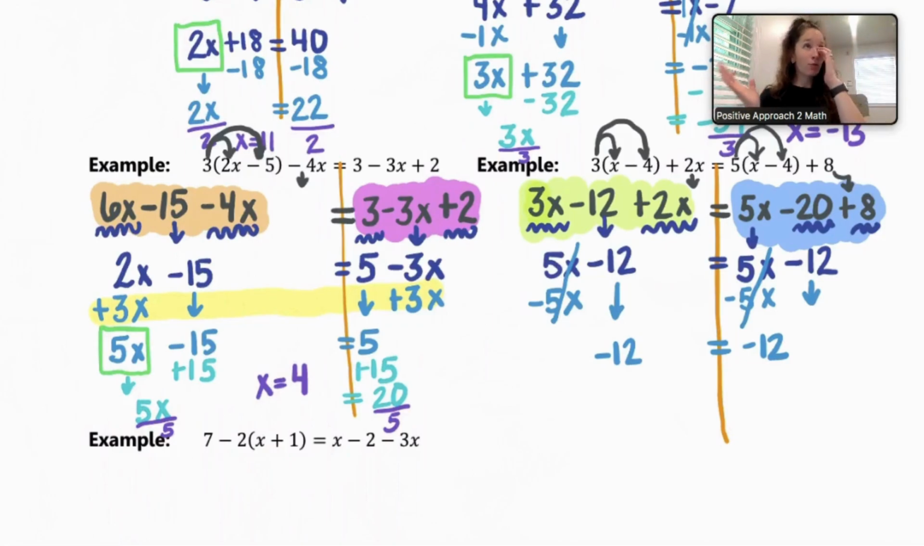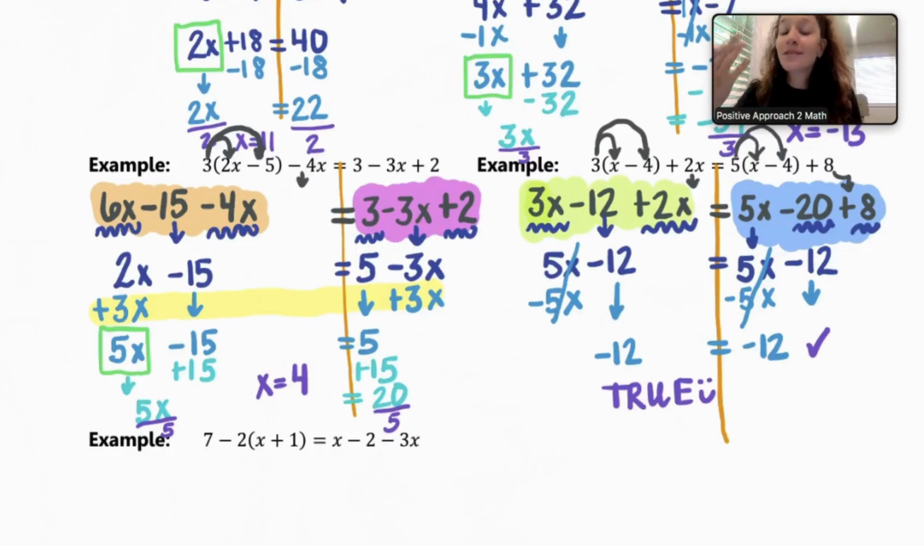So once you get rid of those x's, you're left with 2 numbers equal to one another. You need to ask yourself, is that true or is that false? Does negative 12 equal negative 12? Are they equal to one another? And the only time 2 numbers are equal is if they're the exact same number. And so in this case, yes, that is true. So when we have a true statement, that means we can pick any real number for x and it will satisfy this equation. So that means that there are infinitely many solutions.